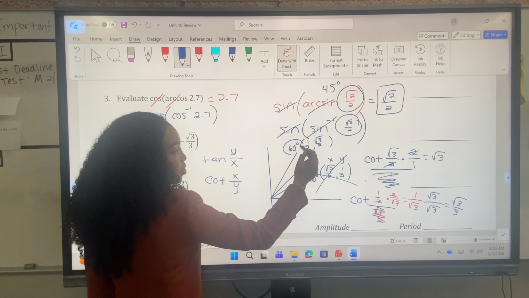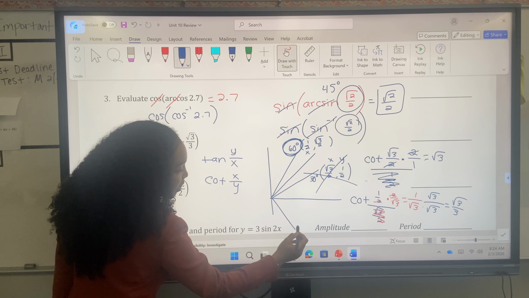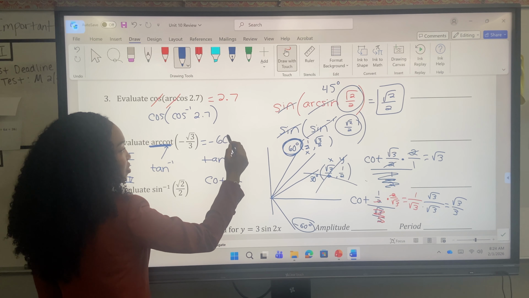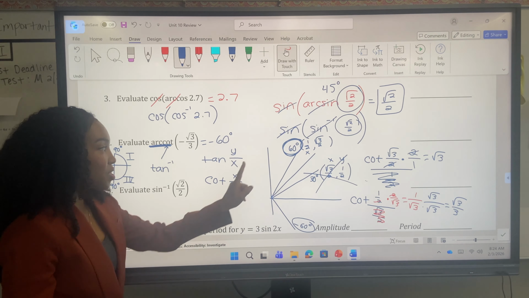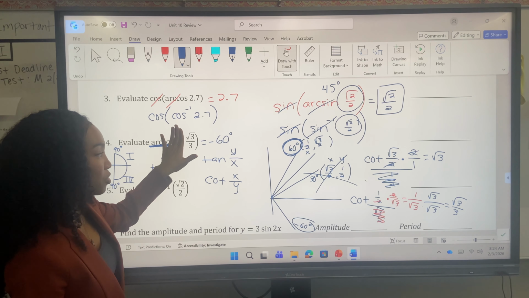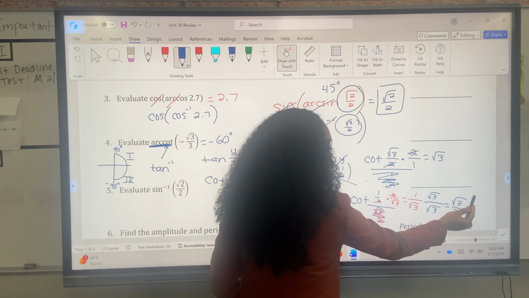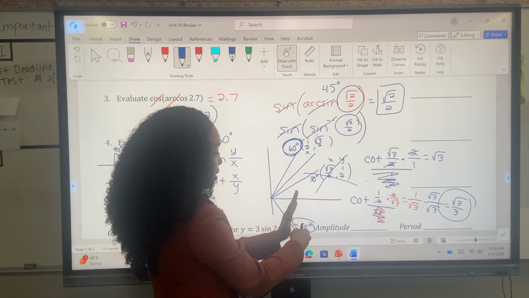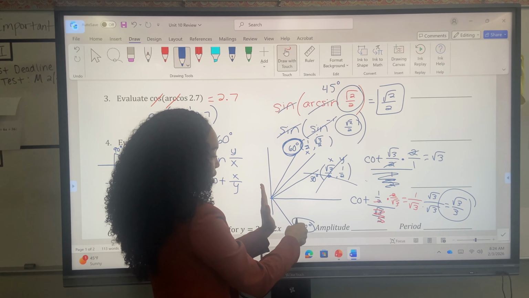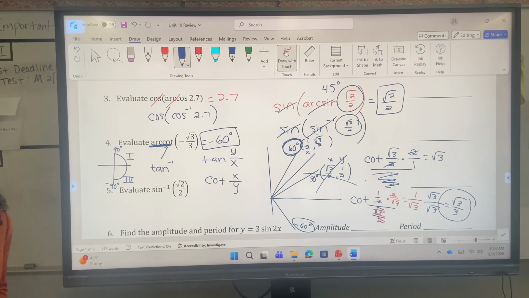So that's the 60 degrees. However, this is a negative square root of 3 over 3, so it'll be down here at negative 60 degrees. So that's the answer, negative 60 degrees. So 60 degrees is where cotangent is equal to positive square root of 3 over 3, right? Because we put x over y and we did the algebra. And that's what we got. However, we have to be negative, so we're gonna be down here. Same distance away, negative 60 degrees. So that's the answer. Okay.